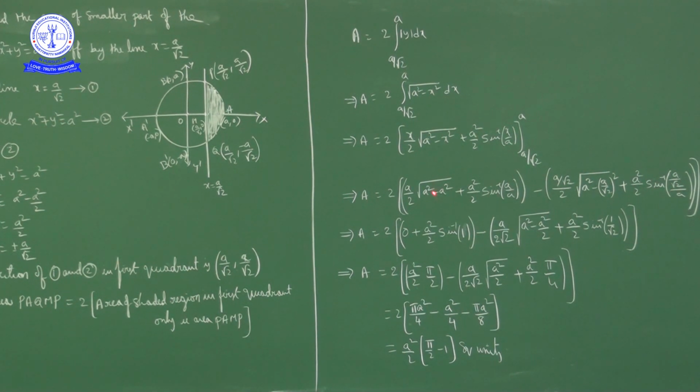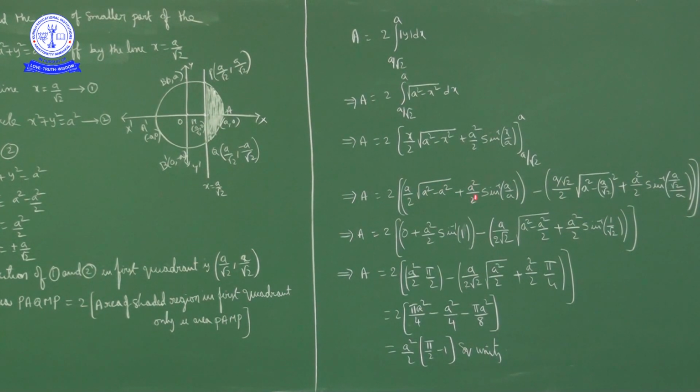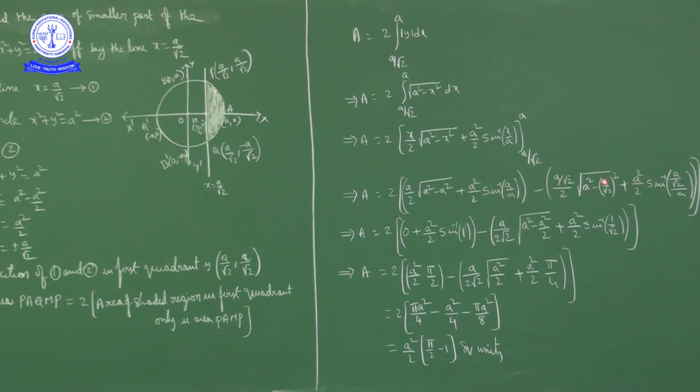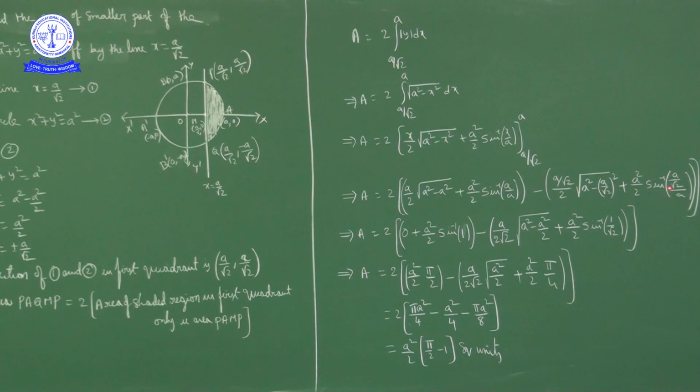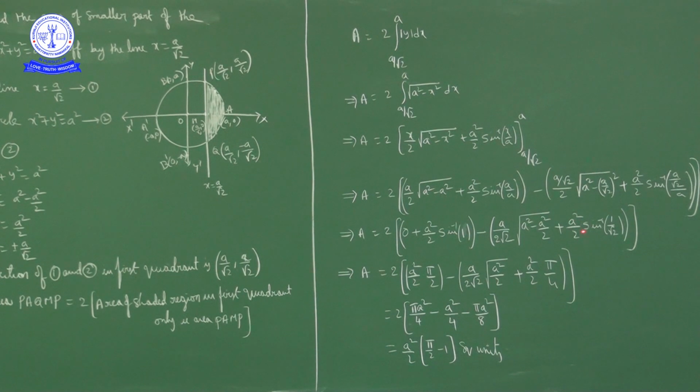So here this part is 0 because a square minus a square is 0, so we get a square by 2 into sin inverse of 1. This is the upper limit minus the lower limit part: a by 2 root 2 into square root of a square minus a square by 2, so nothing but a square by 2 under root, plus a square by 2 into sin inverse of 1 upon root 2. Okay, now if you substitute the values, it is 2 into a square by 2 into sin inverse of 1, which is how much? Pi by 2, minus a by 2 root 2 into square root of a square by 2, plus a square by 2 into sin inverse of 1 by root 2, which is pi by 4.